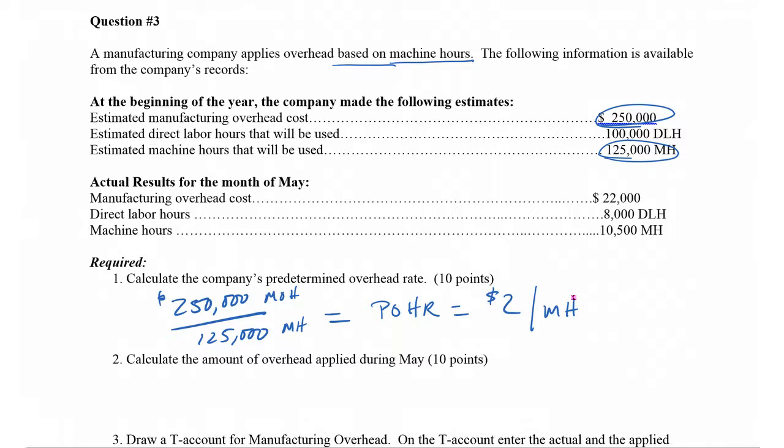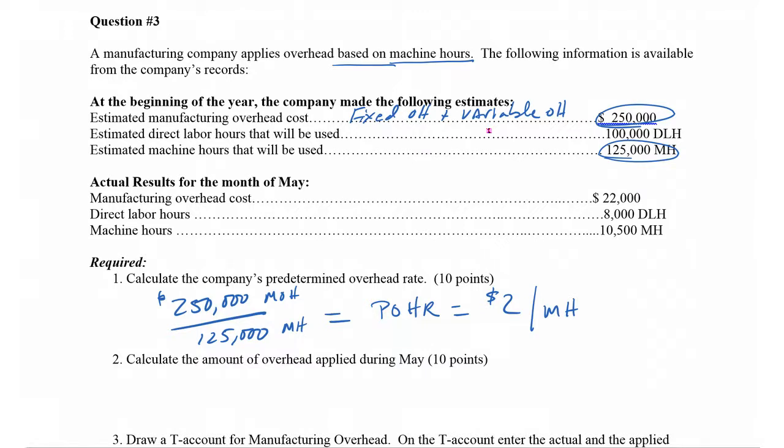Okay. Remember that it's possible that your manufacturing overhead could be, they could give you fixed overhead and variable overhead. And you have to add those two together to get the total manufacturing overhead.